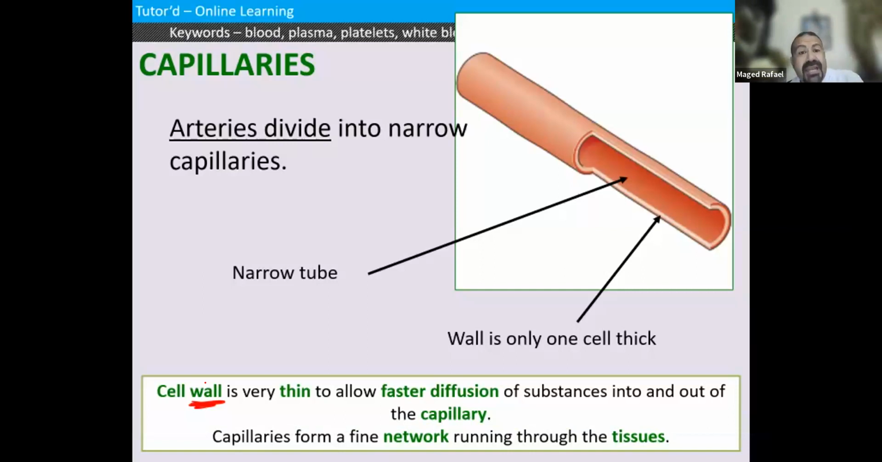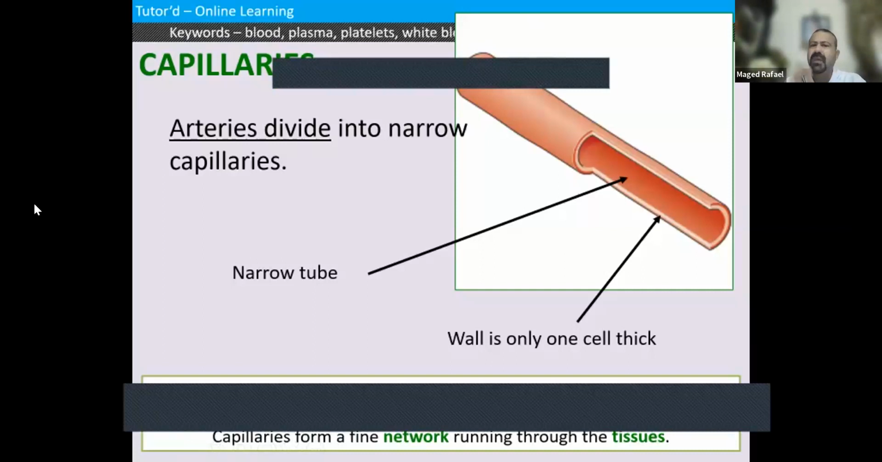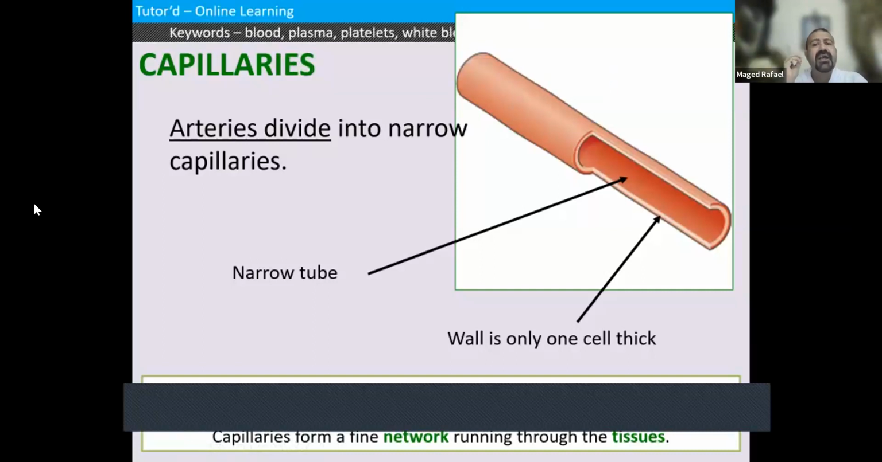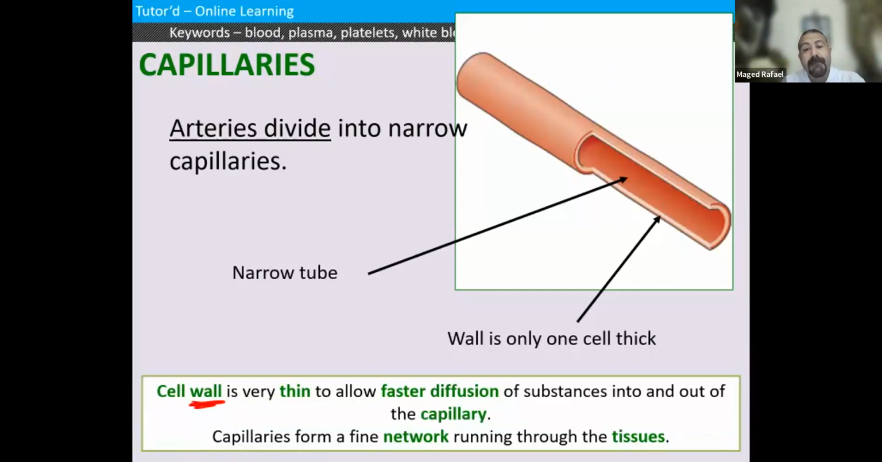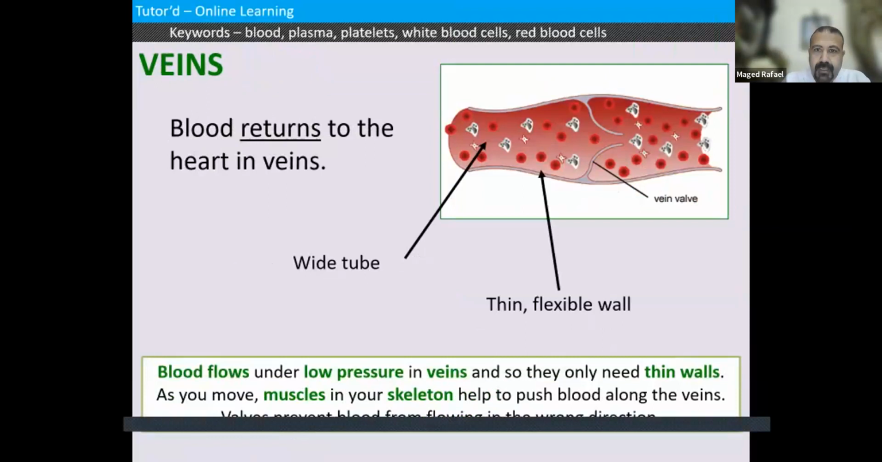In the exam, he will not ask you to compare any structure between the arteries and capillaries, because capillaries are a one cell thick structure and it allows faster diffusion, and that's it, nothing else. But if he wants to compare, he will ask you to compare between arteries and veins.